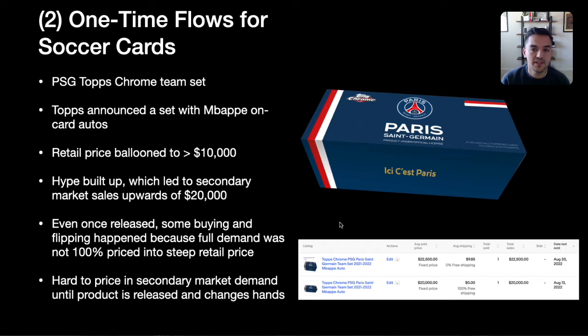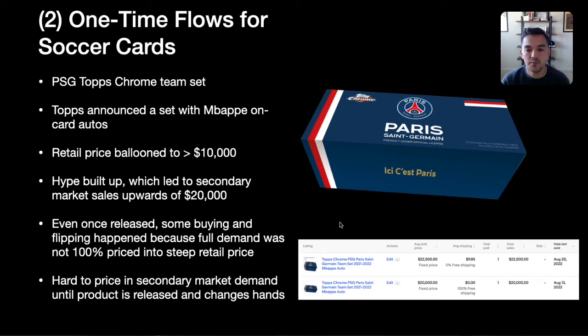So a good example of this in the soccer card market is sealed boxes, and most recently a great example is the PSG Topps Chrome team set. Topps Chrome announced the PSG team set. They also then announced that this would be a set that included Kylian Mbappe on-card autos, which is basically his first auto in general, but definitely his first on-card auto. And that announcement made pre-sale retail prices go up over $10,000. I think on the Topps UK website, these sold for like £10,000. So hype built up. Everyone who could get their hands on them and could afford it tried to do so. And now we see secondary sales of these boxes upwards of $20,000.